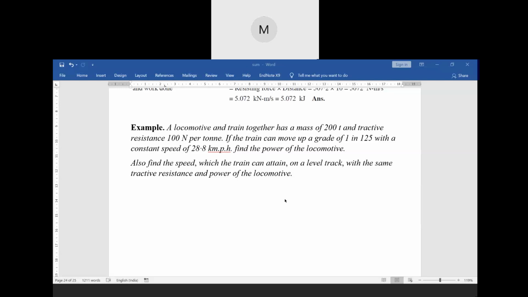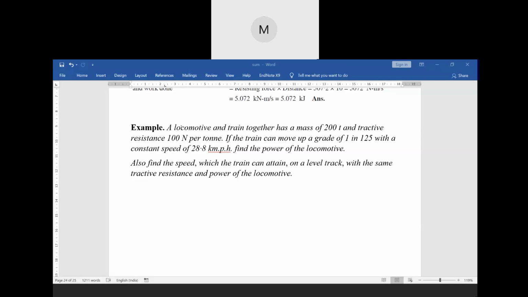Yes, sir. Okay. So you found out the mass of the body is 200 tons, and the tractive resistance is equal to 20,000 Newton. How can you write 20,000 Newton in another way? Kilonewton, yes. Someone rightly wrote 20 kilonewton. Every time you have to divide by 1000, then only you will get kilonewton. In this way it is to be done. Now this part is over.